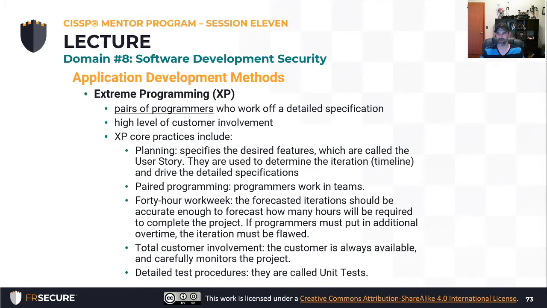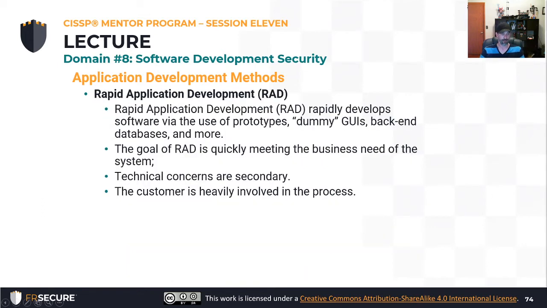40-hour work week with forecasted iterations. The idea is that you're able to get more forecasting in how many hours you need to actually complete the project over time, and the customer's highly involved. You do unit tests, so you have very detailed test procedures so that the code that you get completed is thoroughly tested for all the various ways it could be used or misused, and those are called unit tests.